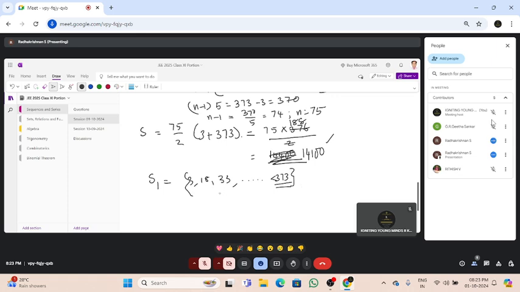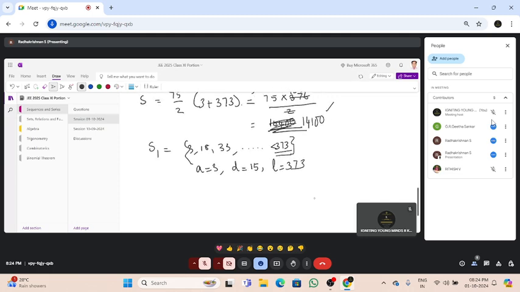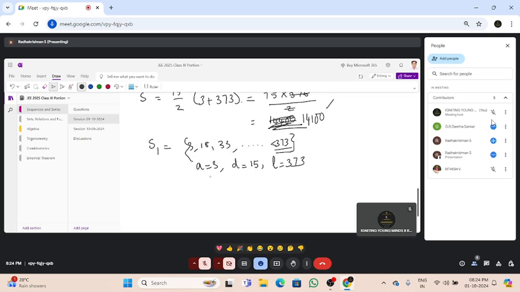Or we can think in terms of multiples of 15. Yeah, I found out by that method only. Okay, so let me do both methods. First method, like I said, you take a equal to 3, d equal to 15, and L equal to 373. It isn't really L, but we just take it. Now solve for n.